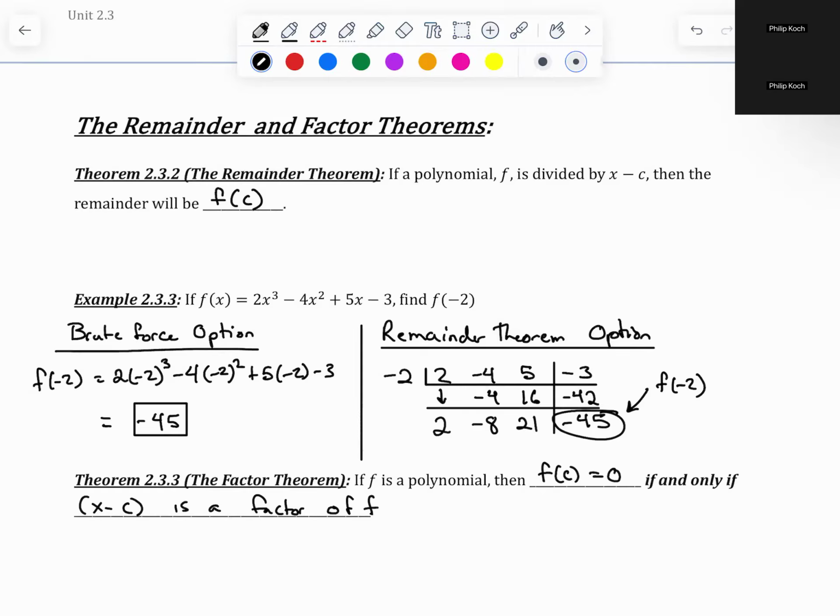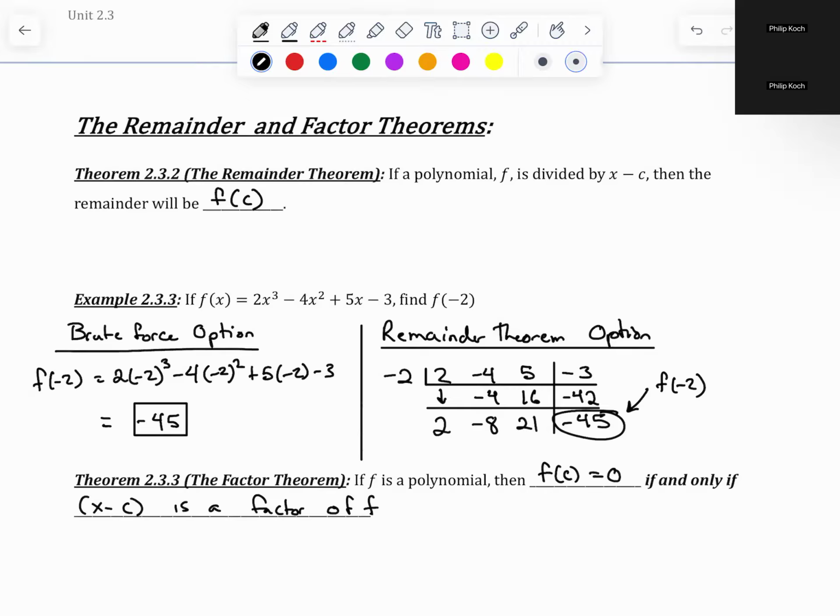So, the forward direction of this if and only if statement, that's just a true statement. That's the definition of what a zero is. If f of c equals 0, then x minus c is a factor. And then on the flip side, if it was a factor, then you'd get a remainder of 0. So f of c would equal 0 by the remainder theorem. That's the reason why that theorem is even mentioned. It's for the factor theorem.